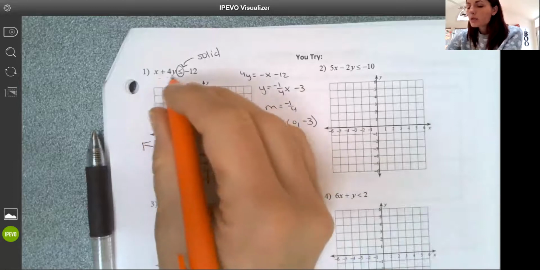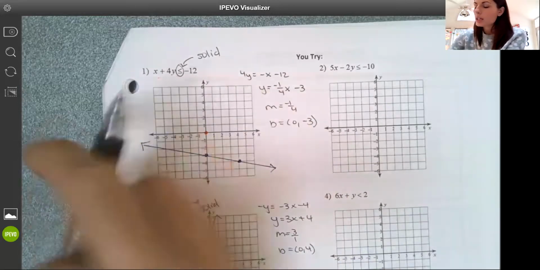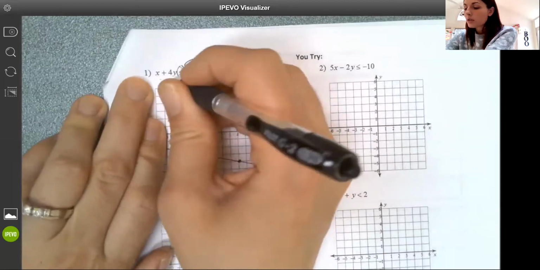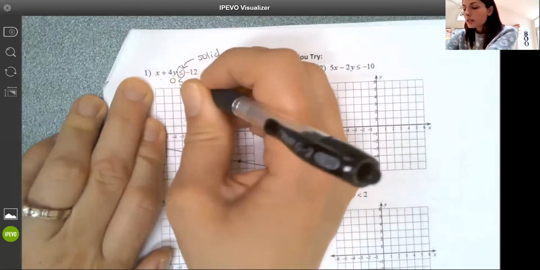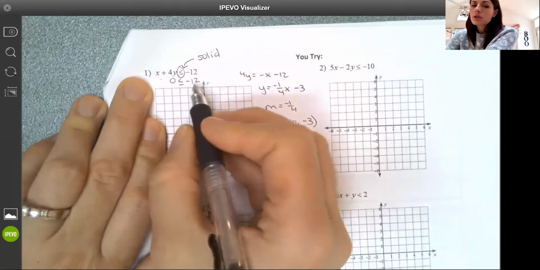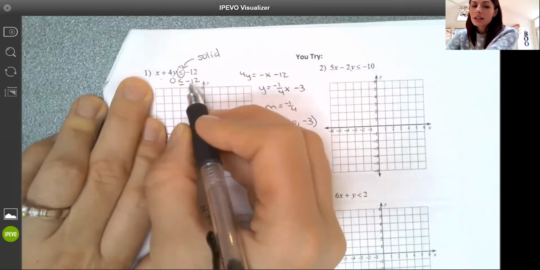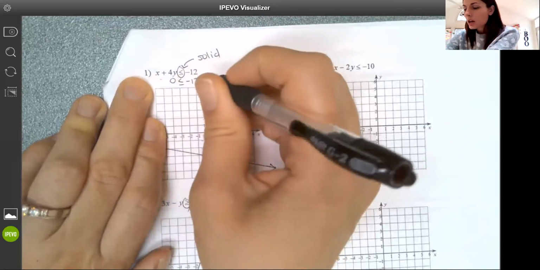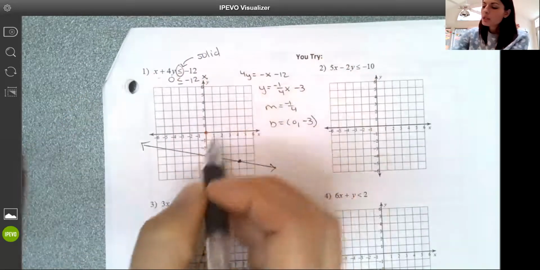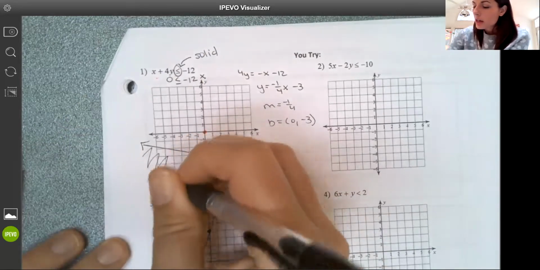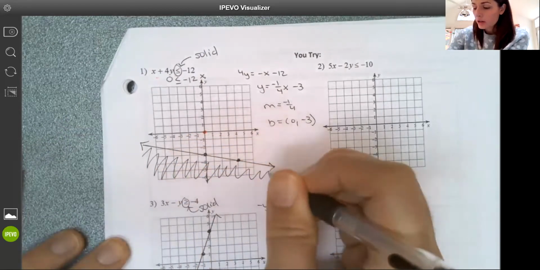If I plugged (0, 0) into my initial inequality, and like I said, I don't always write all of this up, (0, 0) is just going to zero out all of this, and I'd be looking at 0 is less than or equal to negative 12. Now 0 is not less than negative 12. That's not true, which means that this is not a solution, and my solutions would be on the other side of my boundary line.